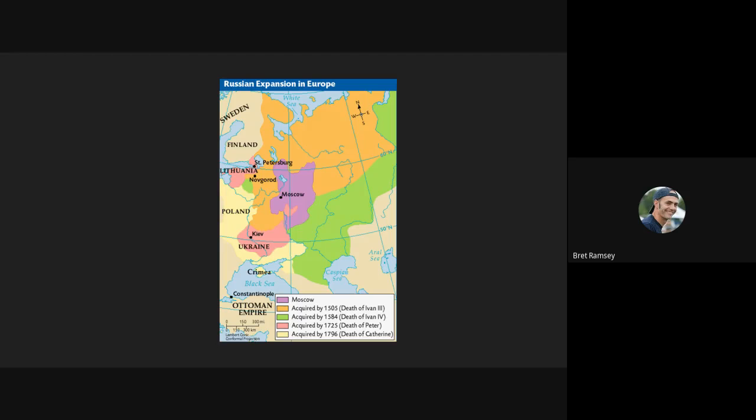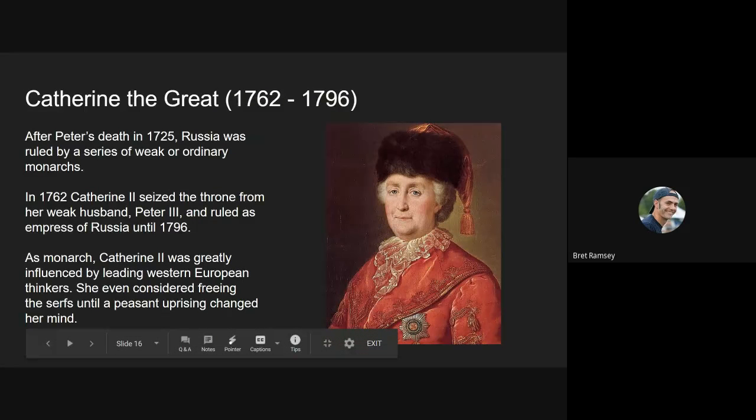So let's talk about Catherine the Great and her expansion. After Peter the Great's death in 1725, after he defeats Sweden in the Great Northern War, Russia is ruled by a series of weak tsars. Then comes along Catherine the Great. She seizes the throne from her husband, Tsar Peter III, who I believe was executed. That happens in 1762, and she is going to rule from 1762 to 1796.